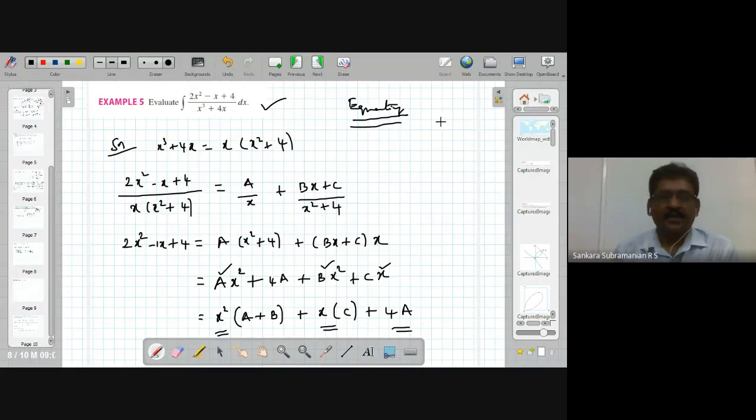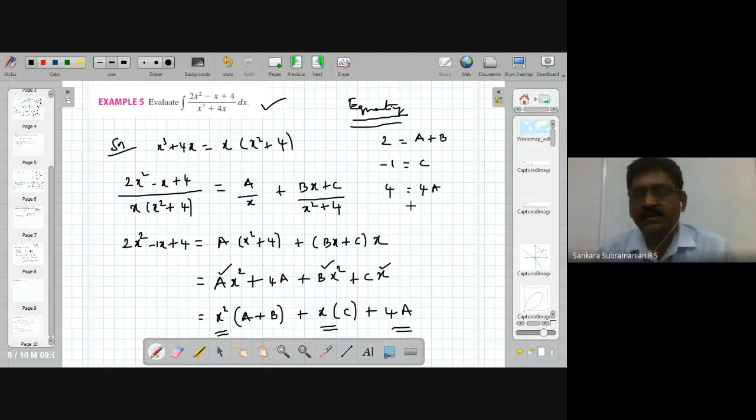the like terms, the coefficient of x square is 2 in the left-hand side, and the coefficient of x square is a plus b in the right hand side, okay. And the coefficient of x is minus 1 in the left side, and in the right hand side you get c. And the constant term in the left hand side is 4, and to the right hand side it is 4a. All right, so therefore 4a equal to 4, so a is 1, easily we have found out.